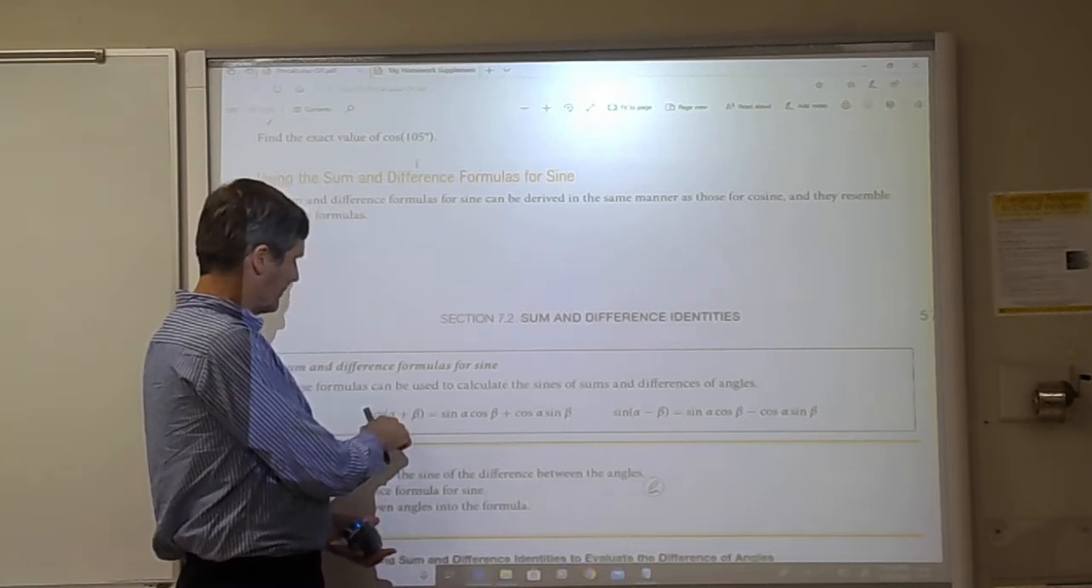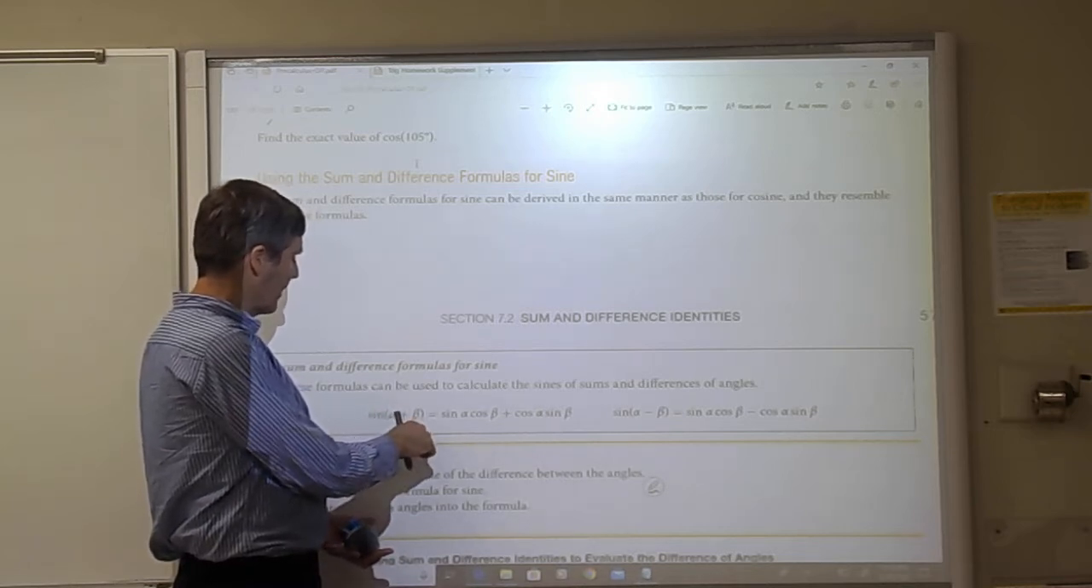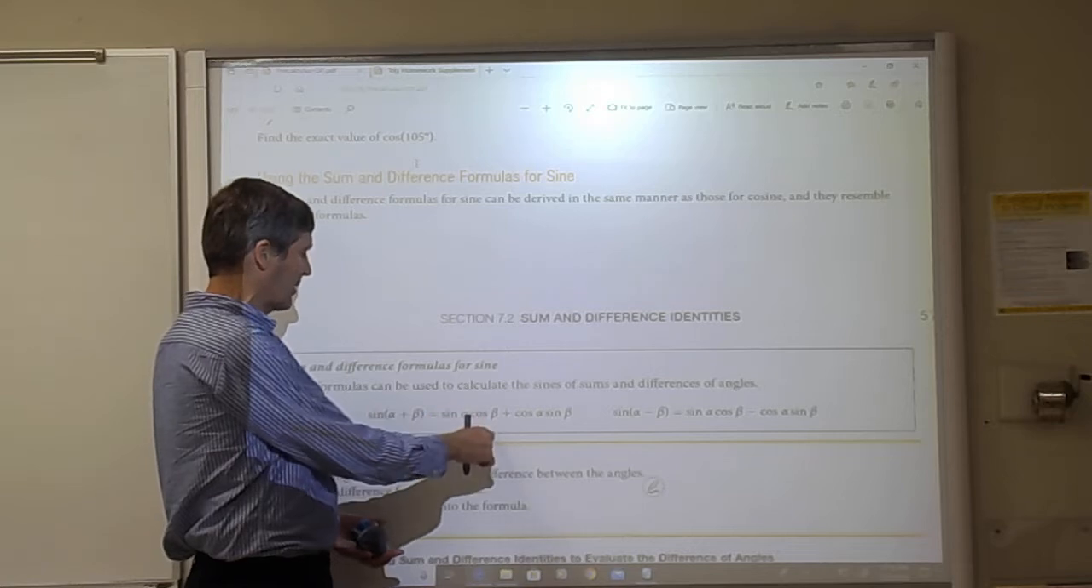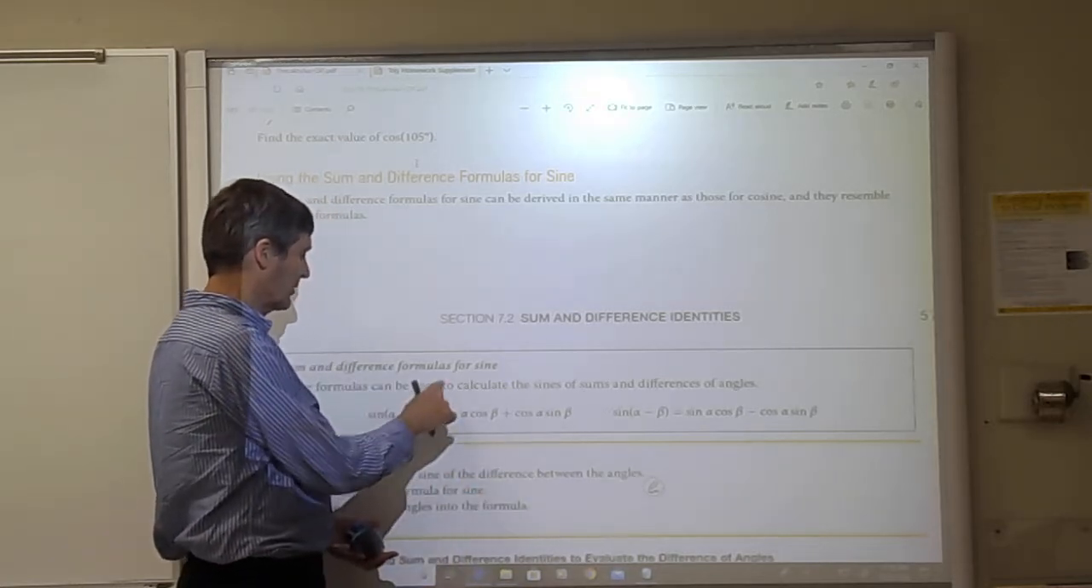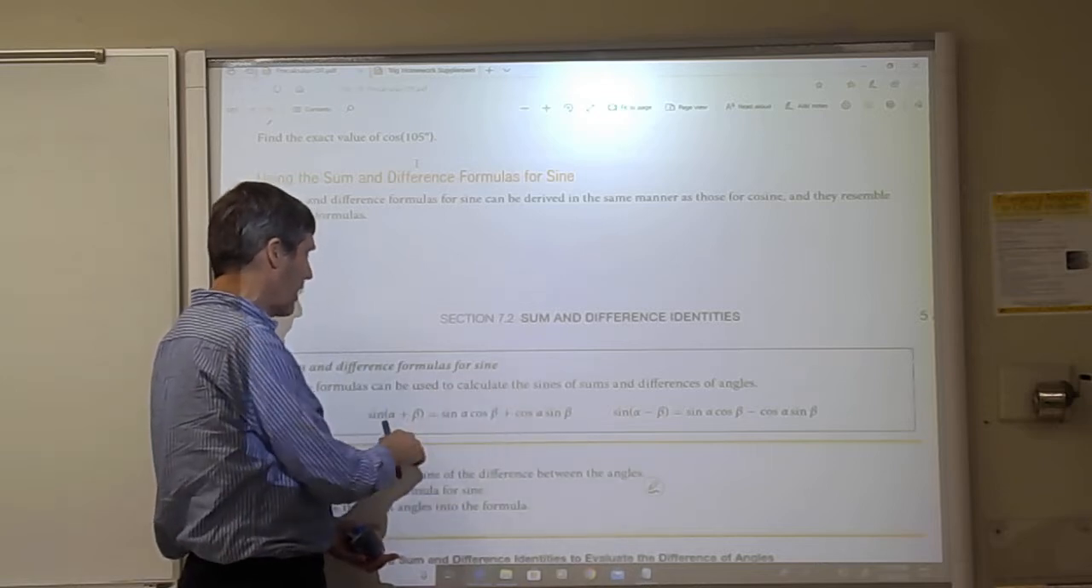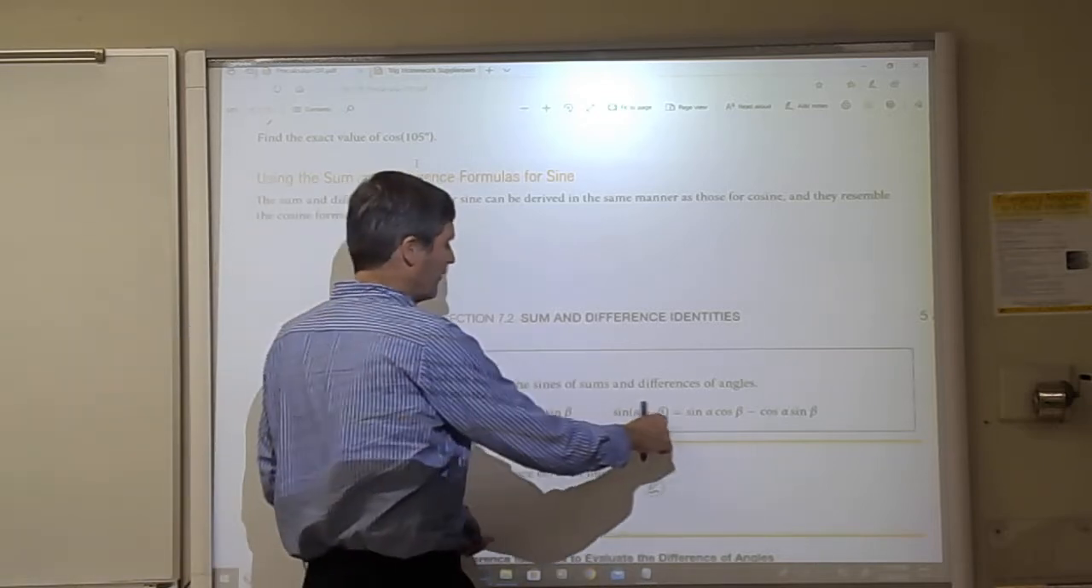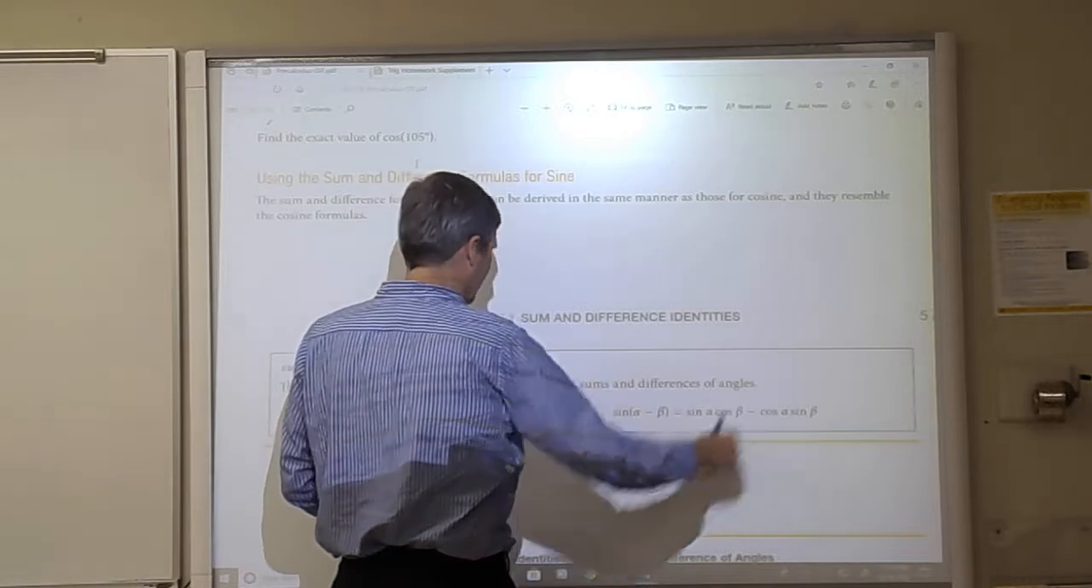If you use geometry again, sine of alpha plus beta turns out to be sine alpha times cosine beta plus cosine alpha times sine beta. Sine of the sum of two angles is sine cosine plus cosine sine. Now plus goes with plus. And sine alpha minus beta is sine cosine minus cosine sine.